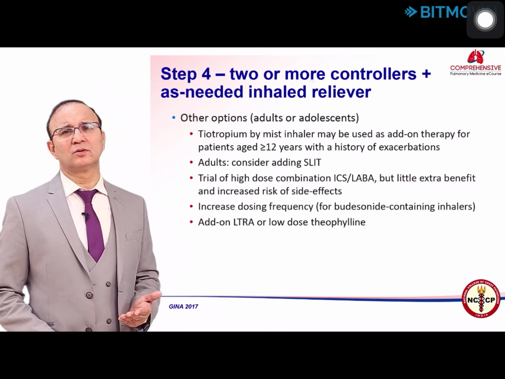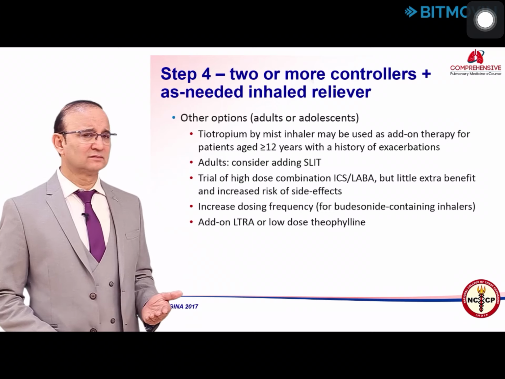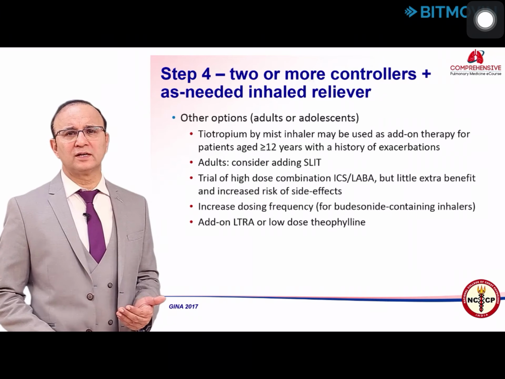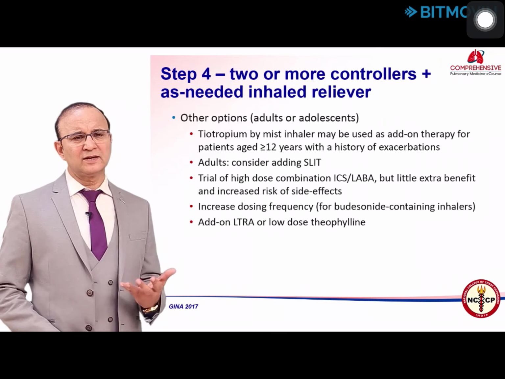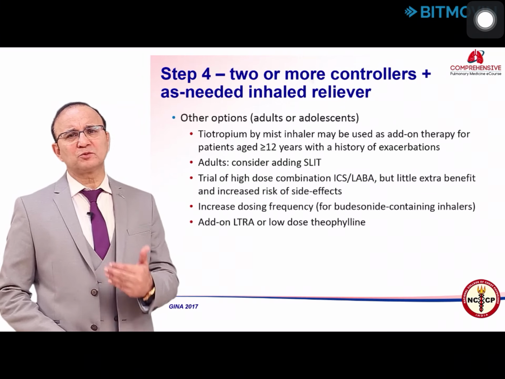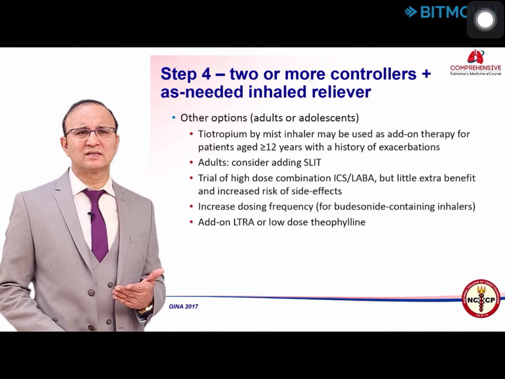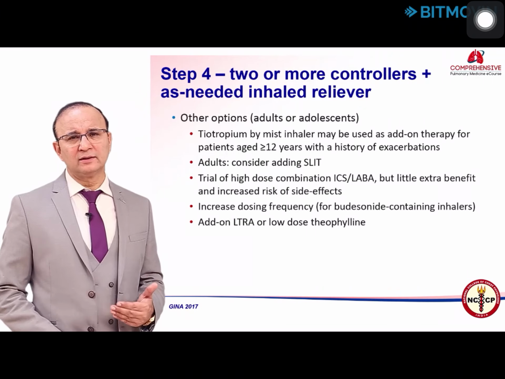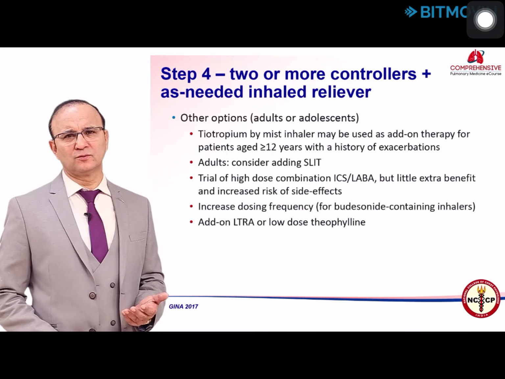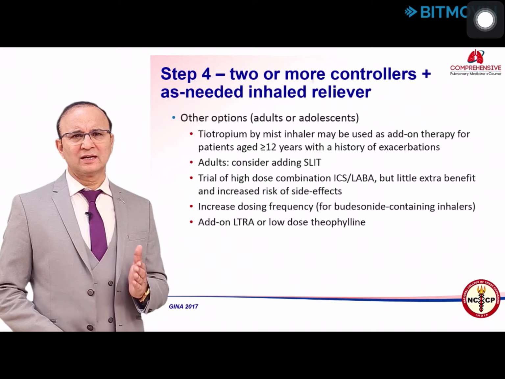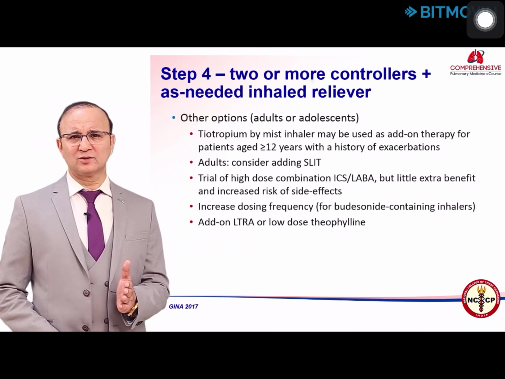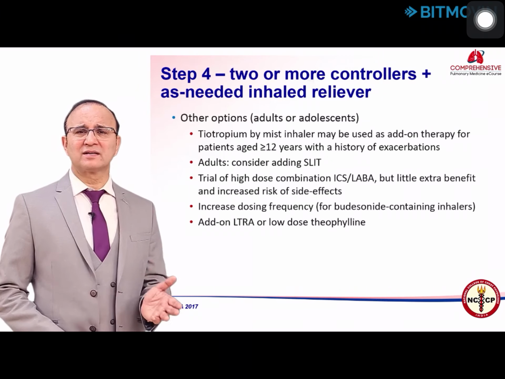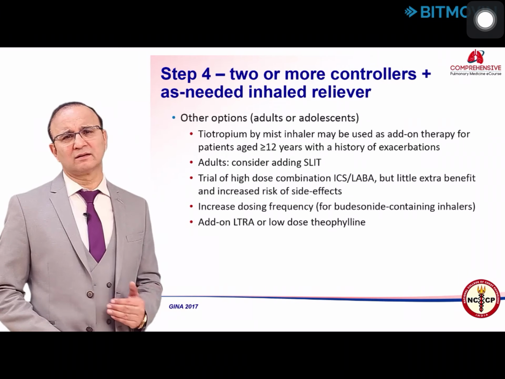You can again in step 4 think of adding sublingual immunotherapy, SLIT, to these patients, or you can go from a medium to high dose of inhaled steroids and LABA combination. But they have seen that in going from medium to high dose of inhaled steroids, it only increases side effects, it does not give much advantage to the patients. Or of course, you can add leukotriene antagonist or low dose theophylline. But I think the first choice is that you increase the dose of inhaled steroids and LABA combination and SOS-SABA, or you can use a single inhaler as a maintenance and reliever therapy. And then there are other options.